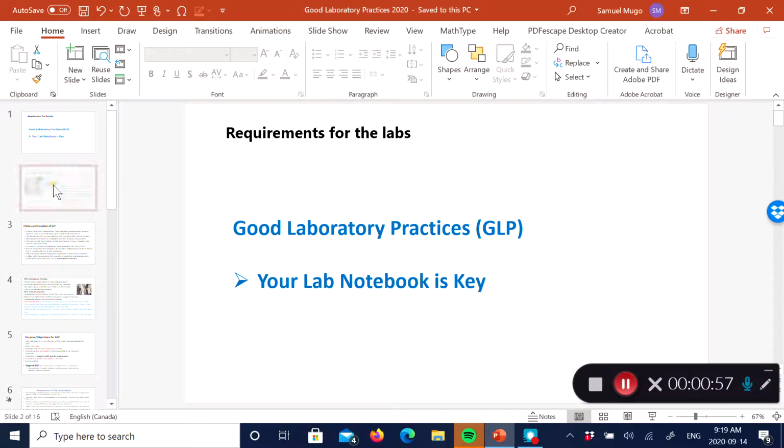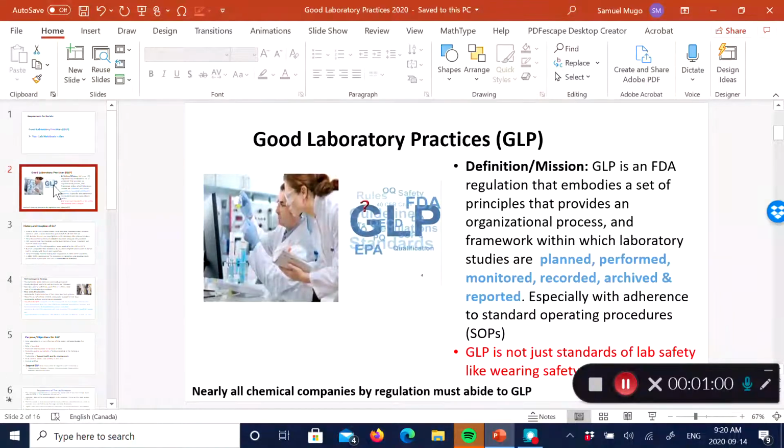Let me explain where the good laboratory practices started, or the origin of the good laboratory practices, as well as its mission. So the GLP is a US Food and Drug Administration, FDA, regulation, and it embodies a set of principles that provides the organizational structure, process and framework by which all lab studies should be planned, performed, monitored, and documented, as well as reported. And this is especially in adherence to what you call the standard operating procedures, the SOPs.